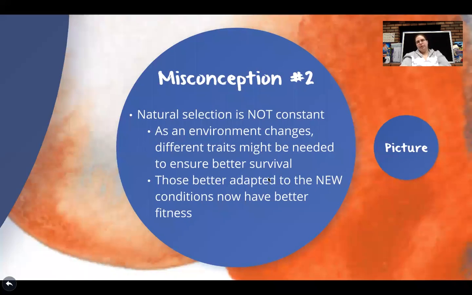So that's what we're talking about. Number 2, misconception. Natural selection is not constant. And the reason why we say it's not constant is because environments change. The environments and ecosystems we see today are not the same as the ones 65 million years, 100 million years ago. They're vastly different. And as the environment changes, so would the need for different traits.